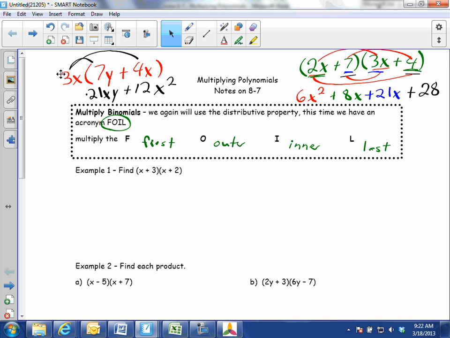Notice up here that we're taking everything times everything. I'm taking 2x times everything on the inside, and I'm taking 7 times everything on the inside. Okay? Just like when we do the distributive property, I take what's on the outside times everything on the inside. I'm still taking what's on the outside, 2x plus 7, times everything on the inside.